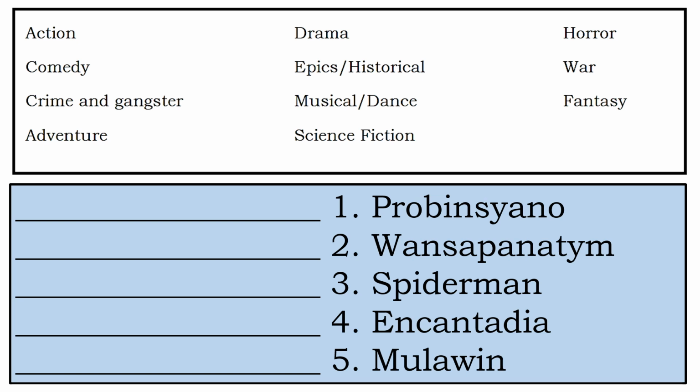Ang sumusunod naman ay ito yung mga shows sa TV na ating nakikita. Ang Probinsyano, what kind of show is this? Once Upon a Time, Spider-Man, Encantadia or Mulawin. Isulat ninyo ang tamang sagot sa mga words na nasa box before ang number. Ready? Kaya yan.